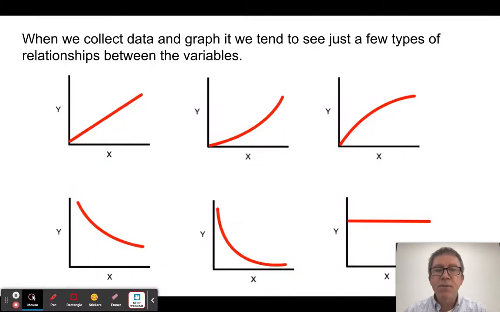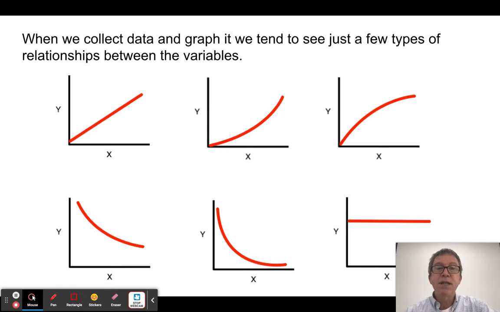Hi, in this video, I'm going to show you how we're going to determine what types of relationships we have in the data that we collect in this class. So in AP Physics, we're in the business of collecting data. Every day in class, we're going to be collecting and analyzing data. So it's very important for us to start off the year knowing how we're going to identify the types of mathematical relationships that are being expressed in our data.